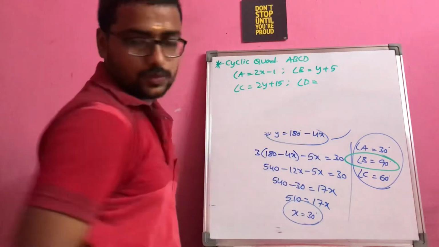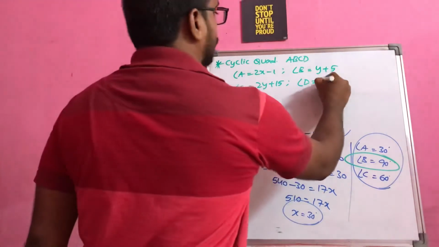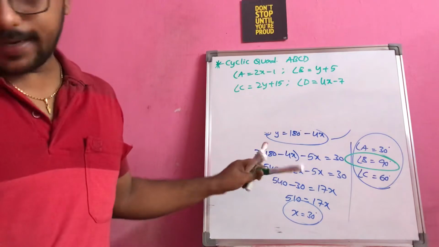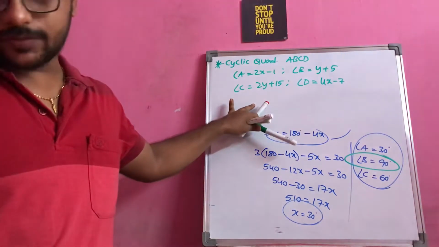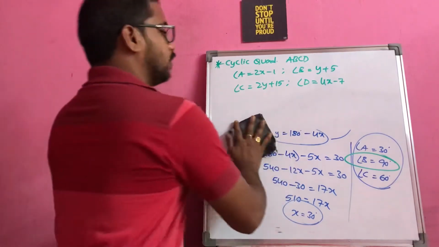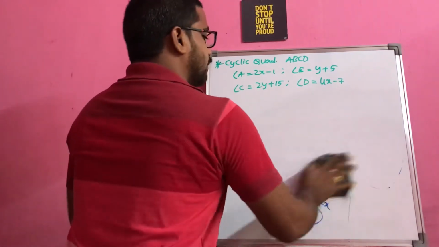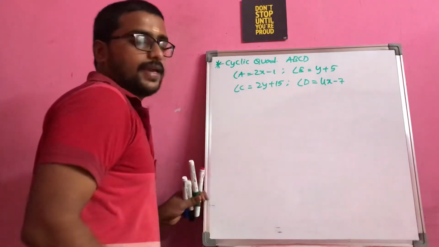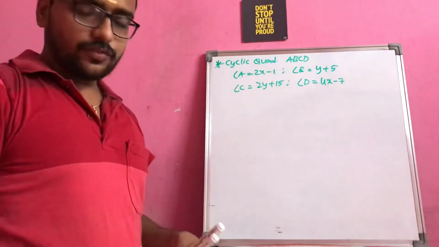Angle D is equal to 4x minus 7. Just let me check the values again. Angle A is 2x minus 1, angle B is y plus 5, angle C is 2y plus 15, angle D is equal to 4x minus 7. Okay. Now see this question, they have mentioned that it's a cyclic quadrilateral and we have to find out the x and y degrees.